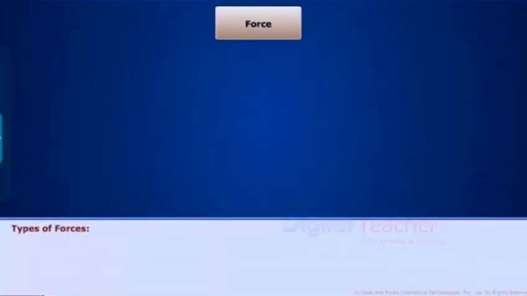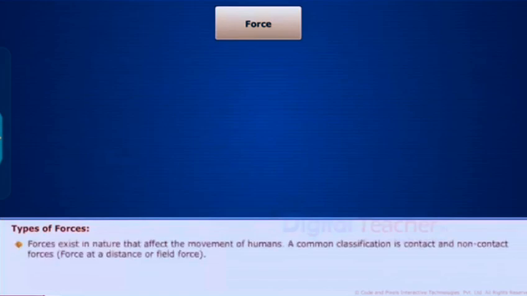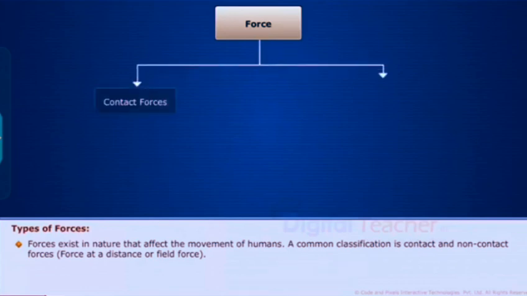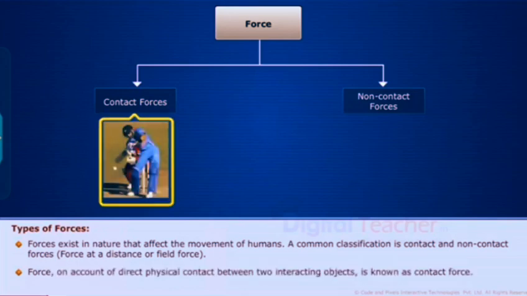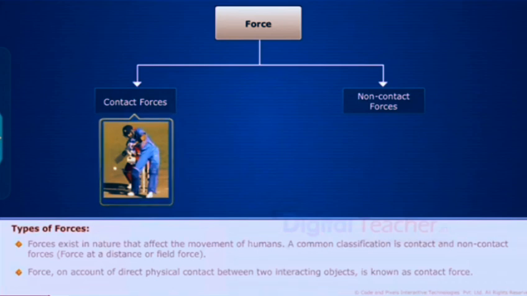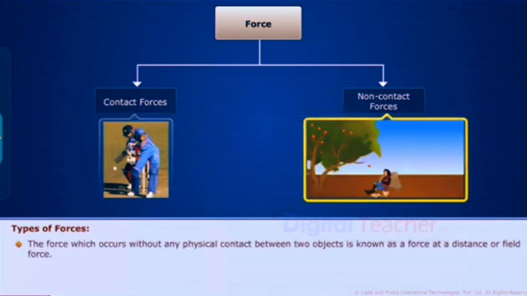Let us know about the types of forces. Forces exist in nature that affect the movement of humans. A common classification is contact and non-contact forces. Force at a distance or field force. Force on account of direct physical contact between two interacting objects is known as contact force. The force which occurs without any physical contact between two objects is known as a force at a distance or field force.